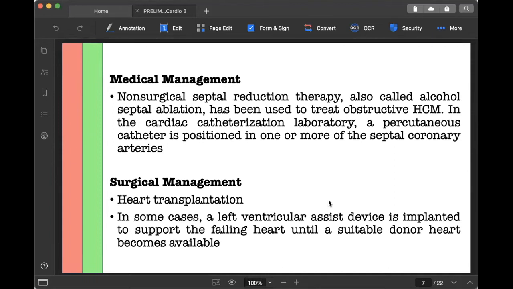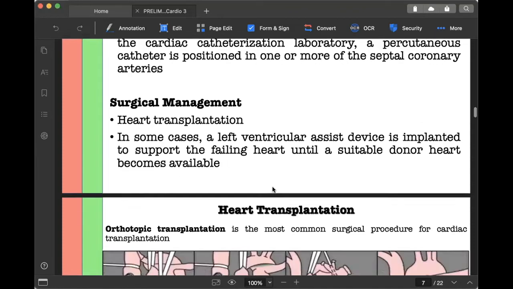In terms of surgical management, heart transplantation is viable, and in some cases, a left ventricular assist device is implanted to support the failing heart until a suitable donor heart becomes available. That's actually already being done overseas, but I'm not quite sure if this has already been performed here in the Philippines or in any other nearby countries.